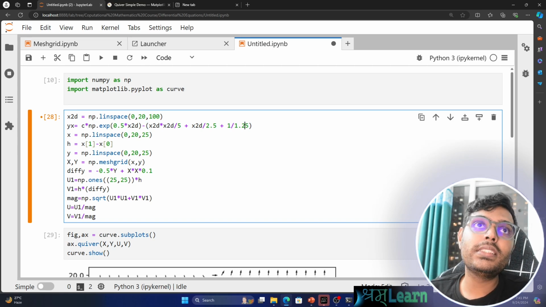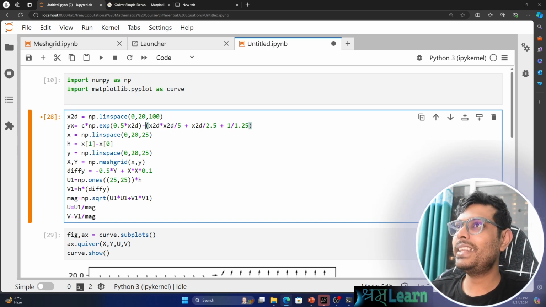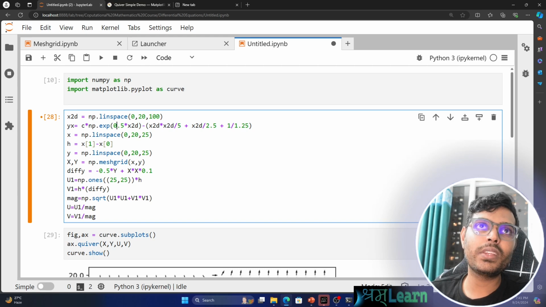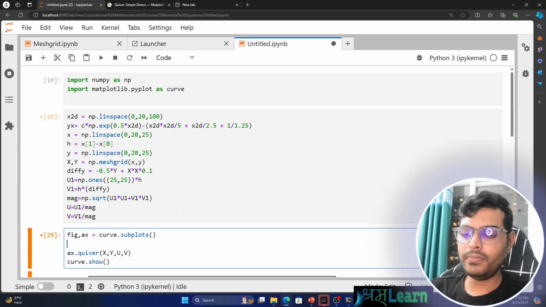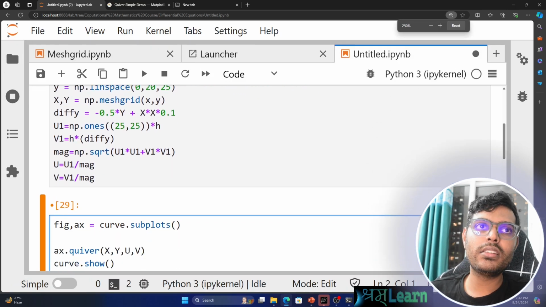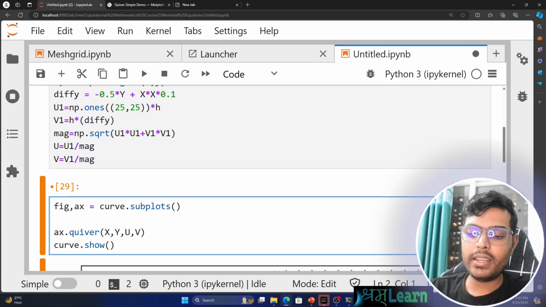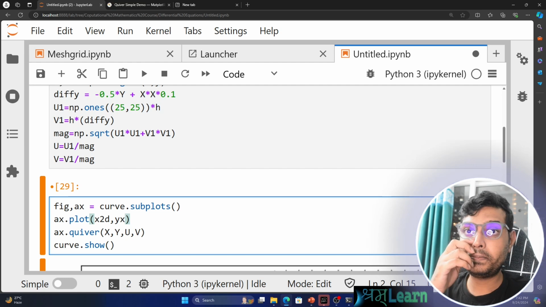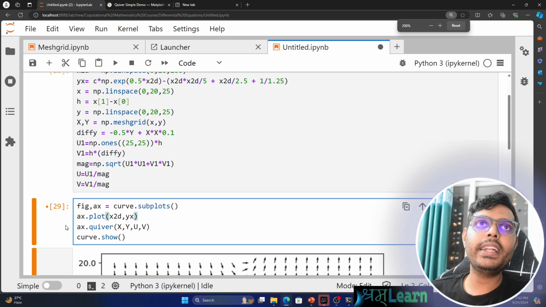So for each x in x2d, we will plot y of x. So can we plot y of x? Okay, so we can plot y of x also. How do we do that? So over here we can say ax dot plot x2d comma y of x. That's it. So can we go ahead and plot that?